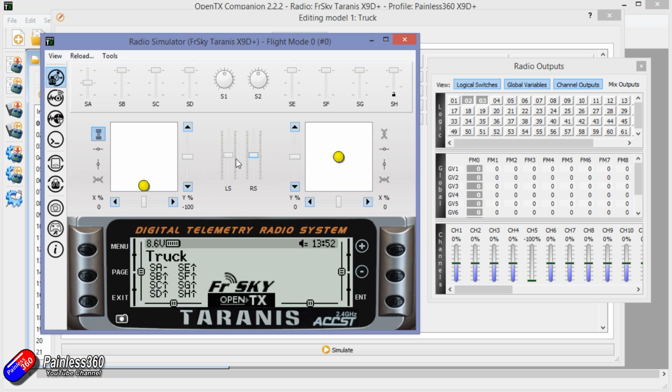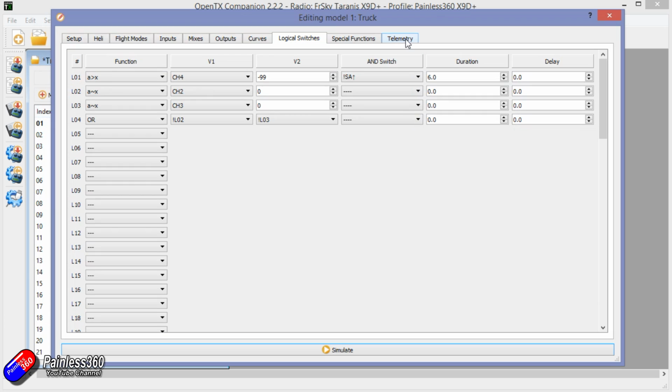Now I would maybe add a couple of delays to this, just because at the moment, as soon as you do it, the smoke's going to turn on, and then as soon as you stop moving, the smoke turns off. You might want it to wait another second or so. But let me show you how that works.